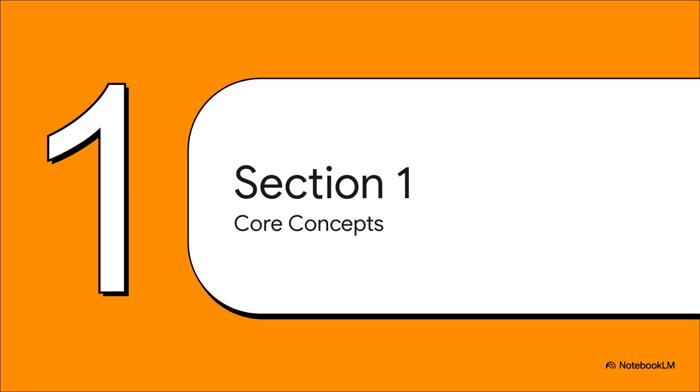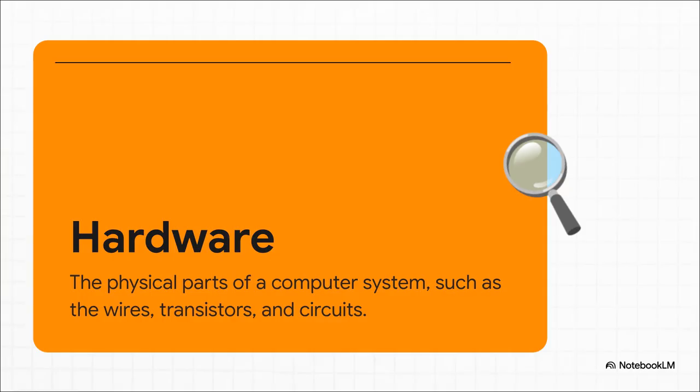points. All right, let's dive into Section 1, Core Concepts and Definitions. Getting these basics down is absolutely the first step to doing well in your exam. So first up, we have hardware. And the easiest way to think about this is if you can touch it, it's hardware. Simple as that. It's the physical body of the computer, the monitor, the keyboard, all the wires and chips inside.